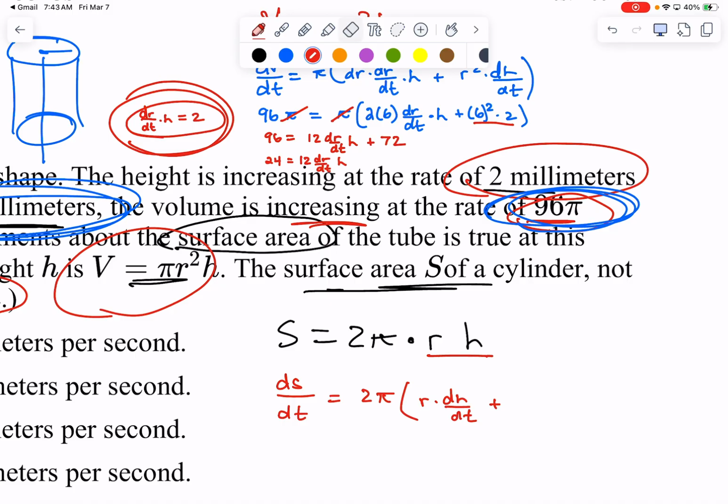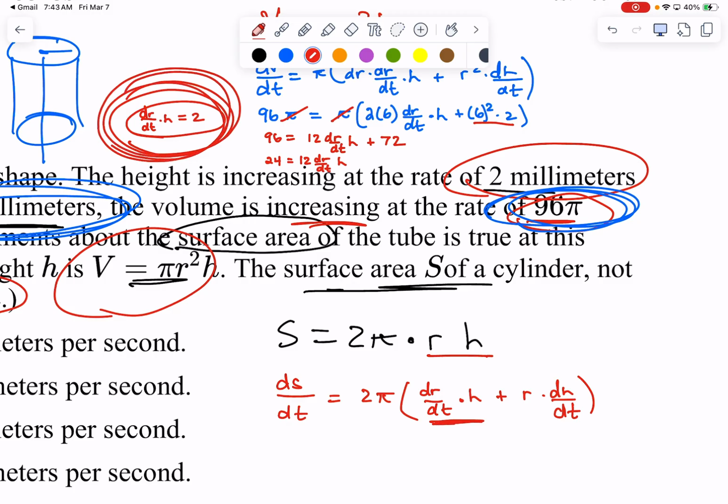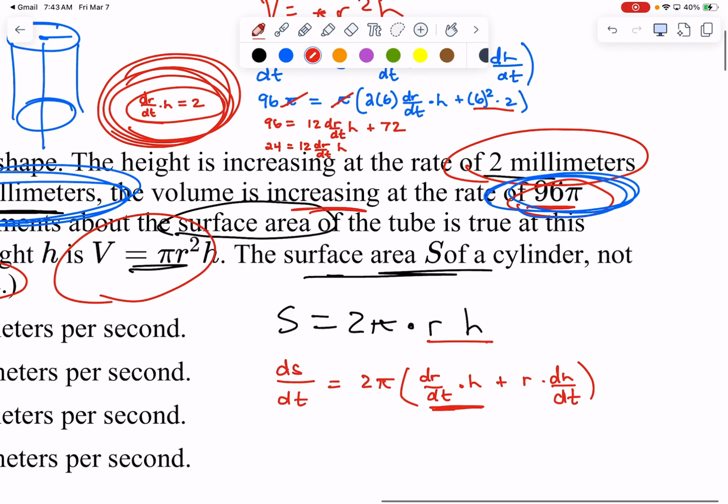did I do that wrong? I usually do the derivative of r first. All right, derivative of r first. So let's go dr/dt times h plus r times dh/dt. Looky there. Do we know dr/dt times h? Yep, what was it? 2.